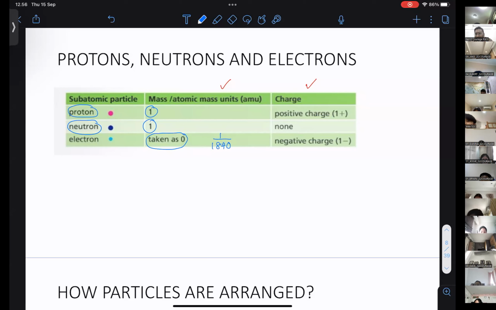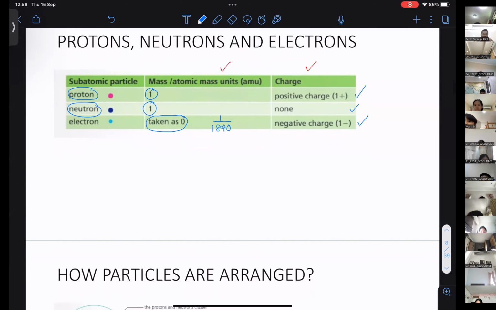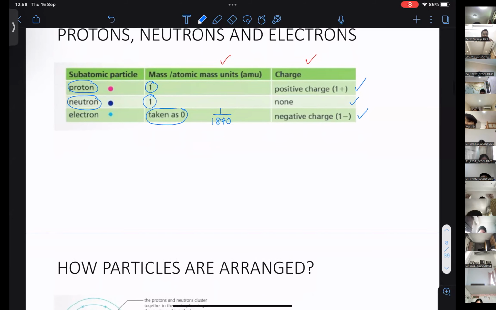Another thing that you need to note is charge. Proton will have a positive 1 charge. For neutron, there is no charge, 0. For electron, the charge is going to be -1, or 1 negative. So that is about proton, electron, and neutron.